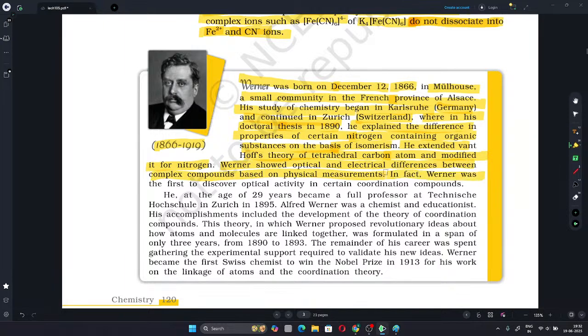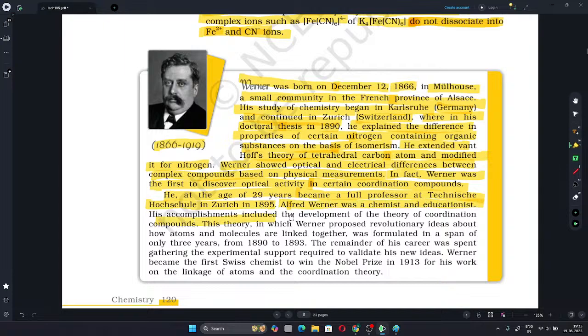In fact, Werner was the first to discover optical activity in certain coordination compounds. At the age of 29, he became a full professor at Technische Hochschule in Zurich in 1895. Alfred Werner was a chemist and an educationist.